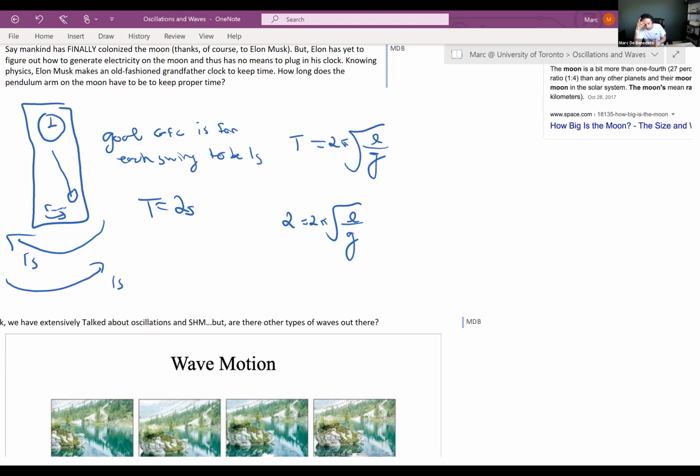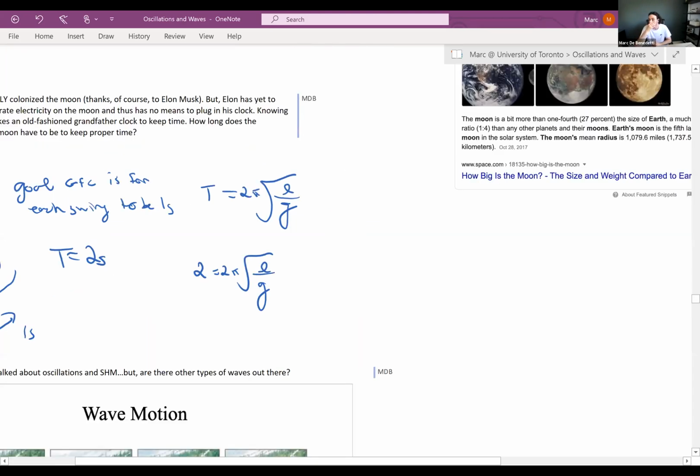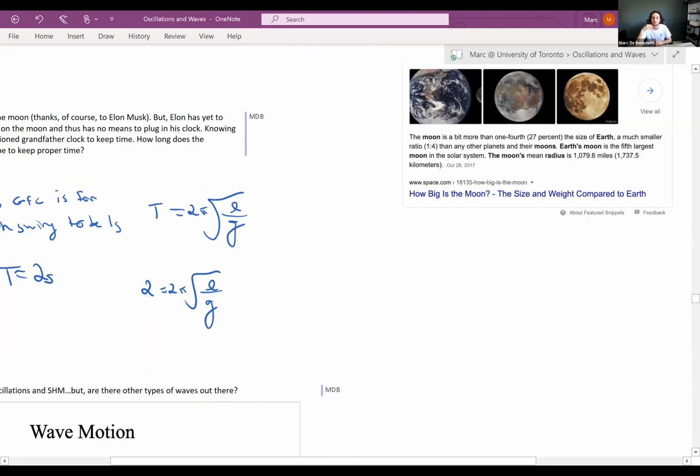Now, a quick Google search will tell you that the moon's radius is about 27% that of the Earth's radius, or a quarter, just to keep things approximate. So you can say the radius of the moon equals the radius of the Earth over 4.